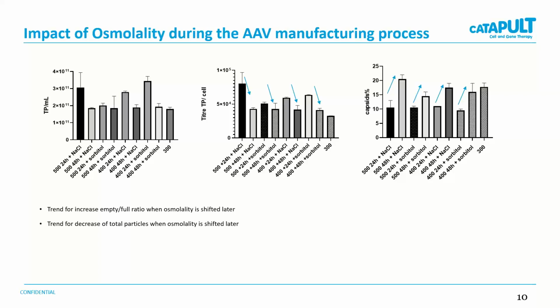And if we combine those data with the previous data, what is interesting is we can see a trend for an increase in empty full ratio when we shift osmolality later in the process, at 48 hours. And this is what you can see on the graph on the right. You can see an increase from something like 10% to almost 20% in certain conditions.